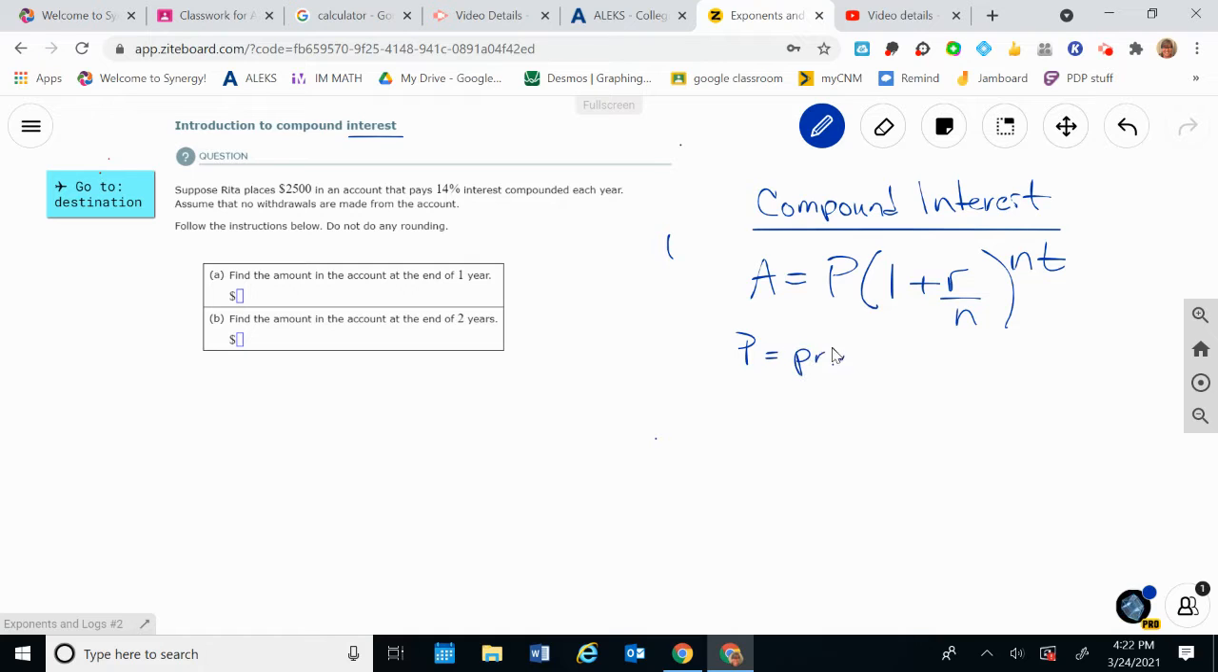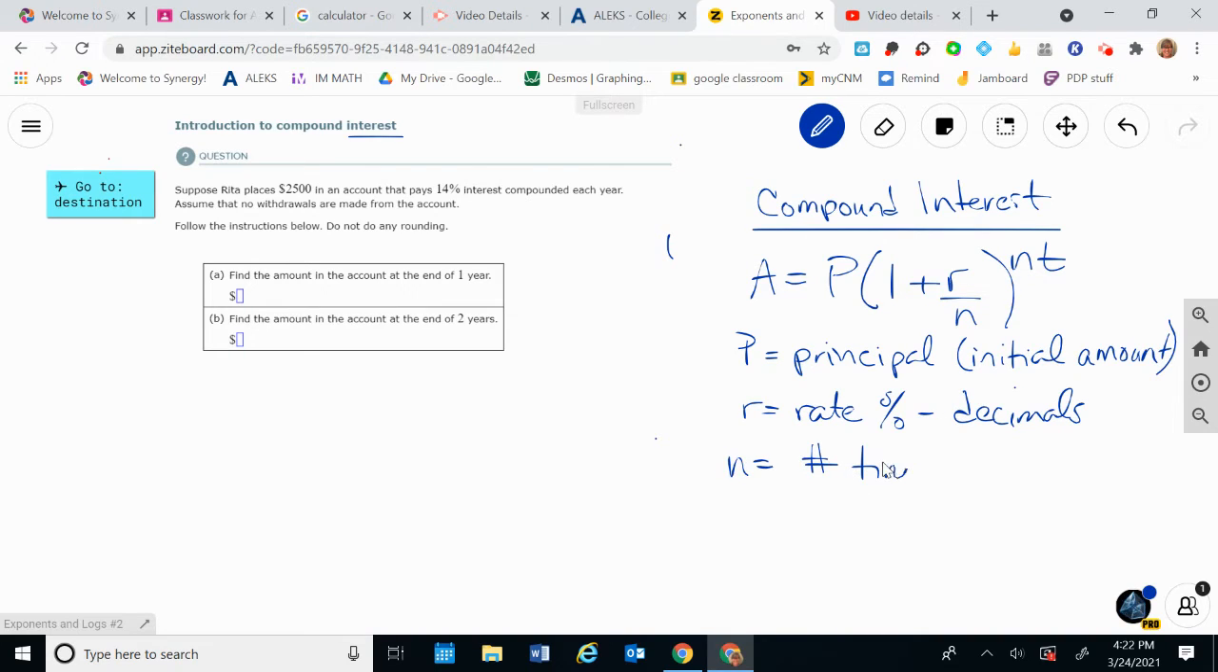P equals the principal. If you want to, you can think of this as the initial amount. It's the easiest way to think about it. It's what you started with. R is the rate, the percentage rate. It's always in decimals, so you convert the percentage rate to decimals. N is equal to the number of times, usually per year. I'm going to say per year because that's the way it typically is. And again, N happens here and here. And then T is the number of years.